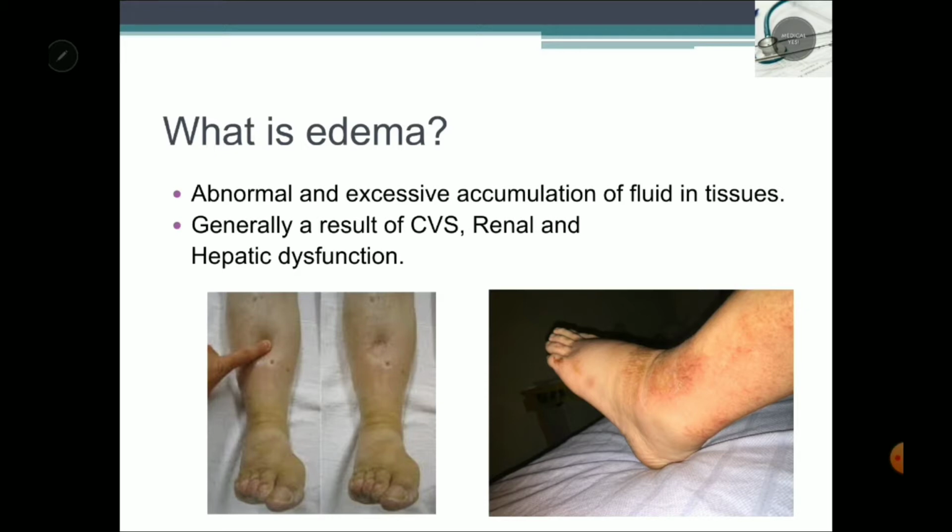Edema is nothing but the abnormal and excessive accumulation of fluid in the tissue spaces of our body. Edema is generally a result of cardiovascular, renal, or hepatic dysfunction. So in this picture, I hope you can appreciate that this leg is swollen. And this leg is swollen because there is excessive and abnormal accumulation of fluid in the tissue spaces of the leg.